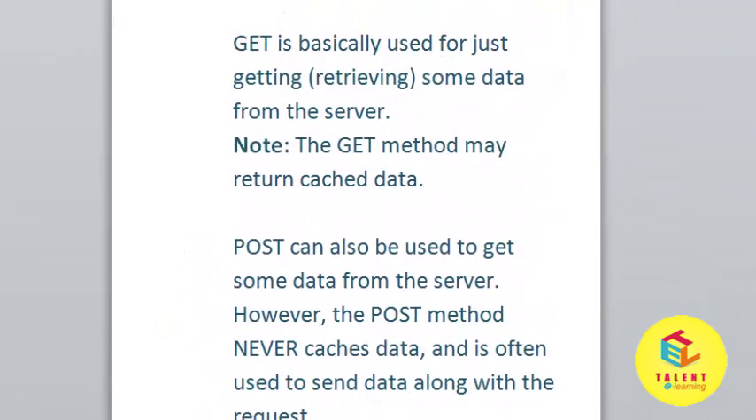Get is basically used for just getting some data from the server. The get method may return cached data. Post can also be used to get some data from the server. However, the post method never caches data and is often used to send data along with the request.